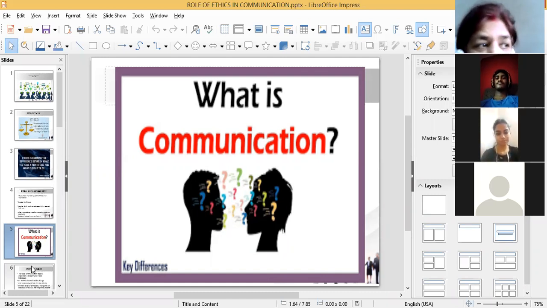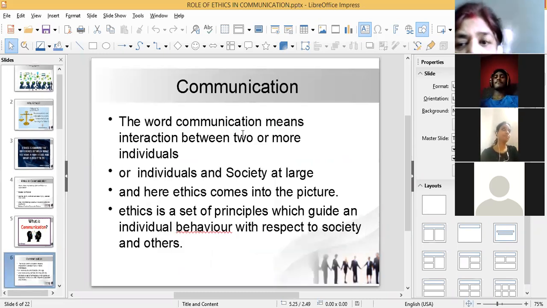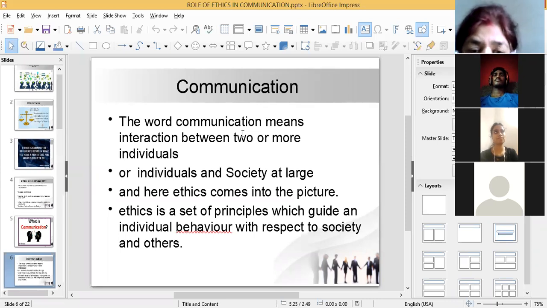So when we communicate, we share our thoughts, we share our feelings. It can be through verbal or non-verbal communication, isn't it? So the word communication means interaction between two or more individuals. Try to keep your definitions short, crisp, simple. So the word communication means interaction between two or more individuals, or individuals and society at large.